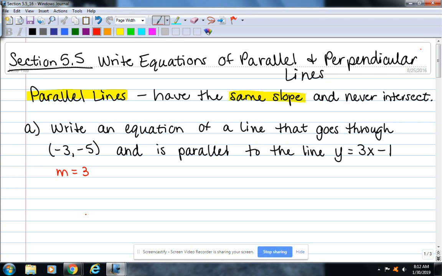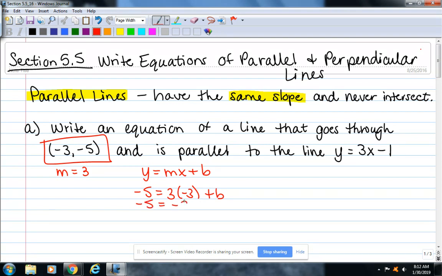What else do I need to get that equation? The y-intercept. How do we get that? Right, you plug your coordinates, x and y, into what equation? Y equals mx plus b. Okay, so I looked at their equation, get their slope, and since we're parallel, I use the same slope in my equation. Okay? So what goes in for y? -5. What goes in for m? 3. Plus b. What's 3 times -3? So -5 equals -9 plus b.